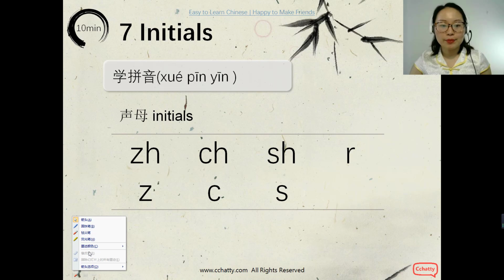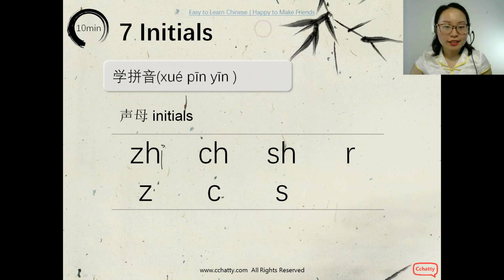So, the initial and a final here. The initial and the final e. Can you see? Okay, the letter i. So I'll pronounce zh, zh. And the second one, ch, ch. And the next one, sh, sh. And the last one, r, r.